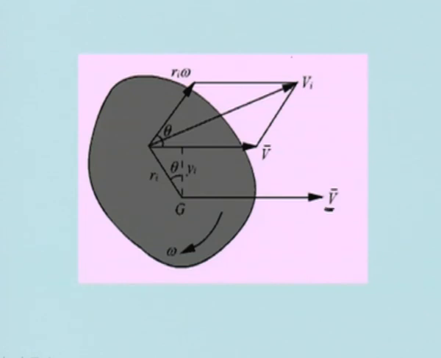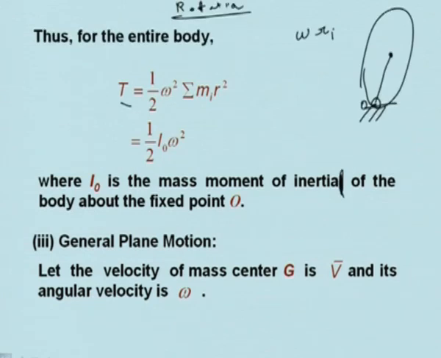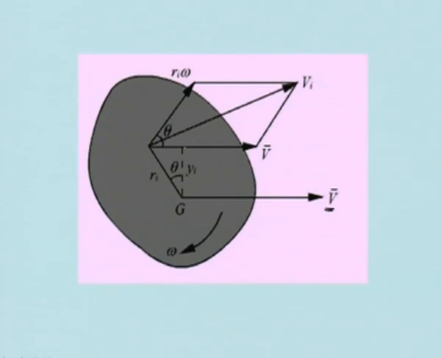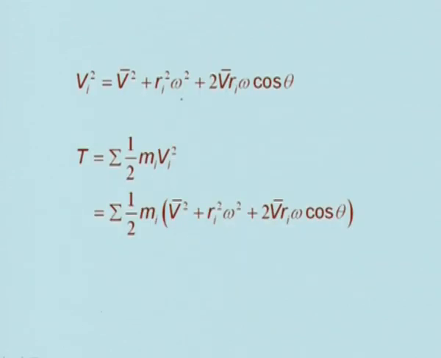So, this is the expression you have got. By the parallelogram law, we get v_i square is equal to v bar square plus r_i square omega square plus 2 v bar r_i omega cos theta, where cos theta is the angle between v bar and r_i omega. v bar is considered horizontal. So, if we consider that as the x axis, and let us say this is the y axis, vertical, then r_i makes angle theta with this y_i. That has been indicated in the figure, and this is for one particle.